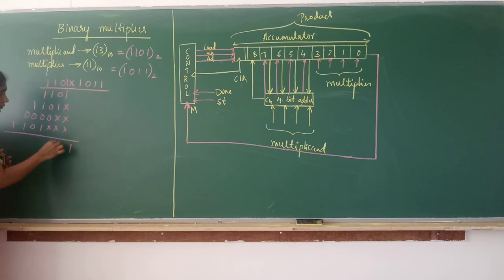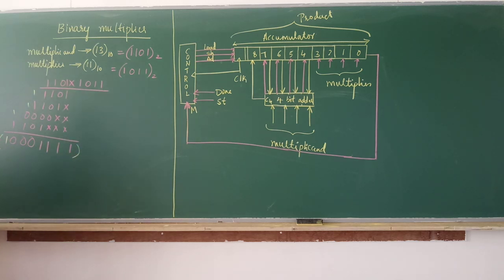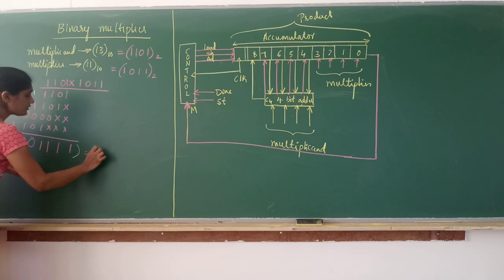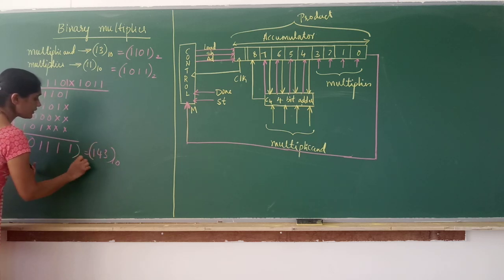So 1 plus 1 plus 1, sum is 1, carry is also 1. Then 1 plus 1, sum is 0, carry is 1. 1 plus 1, sum is 0, carry is 1. 1 plus 1, sum is 0, carry is 1. So finally this is the result, this is the product, correct? This is equivalent to, counting the positions 0, 1, 2, 3, 4, 5, 6, 7. So what is 13 into 11? 13 into 11 is 143. So this is the binary equivalent value of 143.